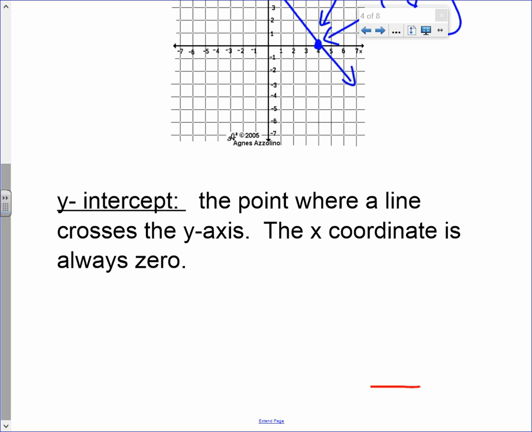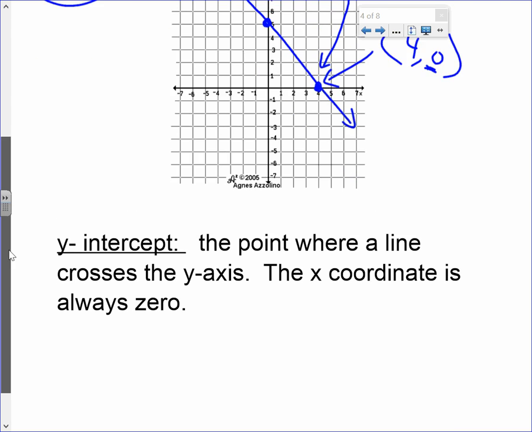The point where a line crosses the y-axis, the x-coordinate is always 0.